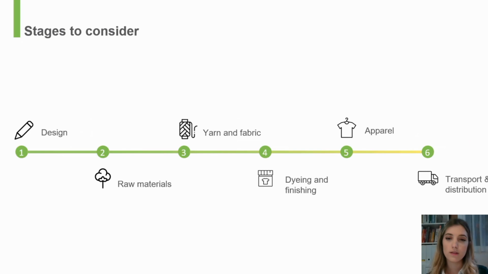So, some crucial stages to consider when looking at the impacts are the following. Even before your supply chain comes the product design. Afterwards, there's your raw materials, there's the yarn and fabric creation, the dye house, of course, the apparel production at the cut and sew facility, and your modes of transport.